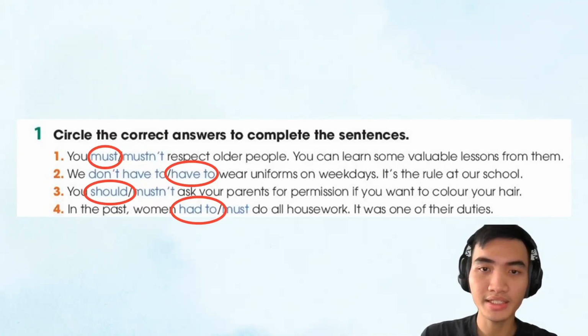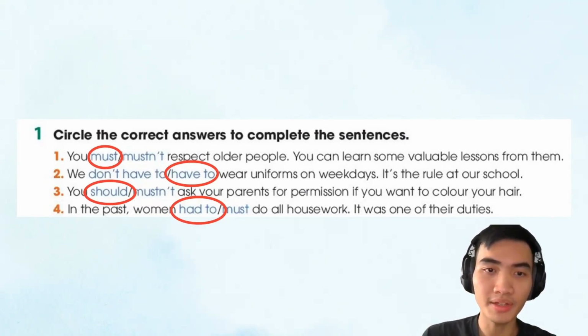The following sentence tells us that wearing uniforms on weekdays is the rule. Meanwhile, don't have to refers to something that is not necessary. Number 3, should is the right answer because children asking parents for permission to do something is to ensure their safety and well-being. However, mustn't refers to something you are not allowed to do, which is incorrect in this case as asking for permission is allowed.